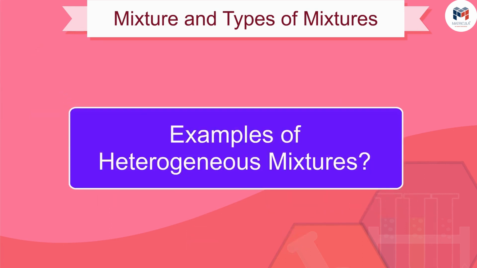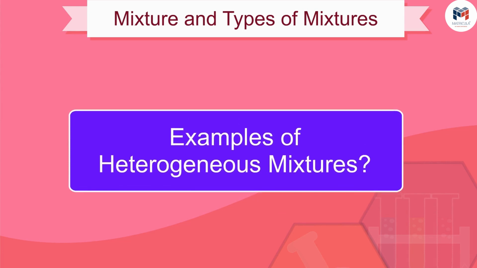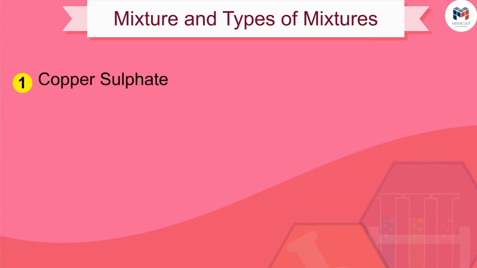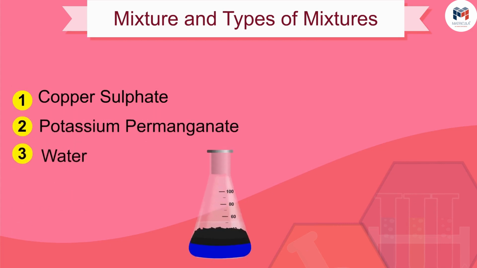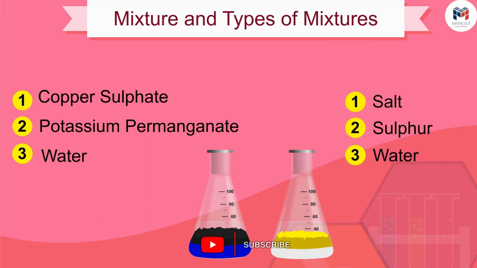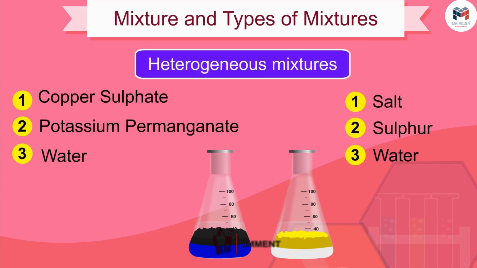Can you think of examples of some more heterogeneous mixtures? Copper sulfate and potassium permanganate and water. Salt and sulfur and water. These are a few examples of heterogeneous mixtures.